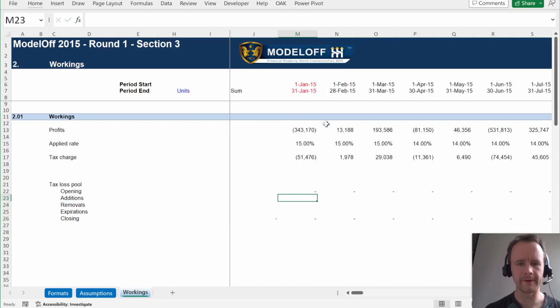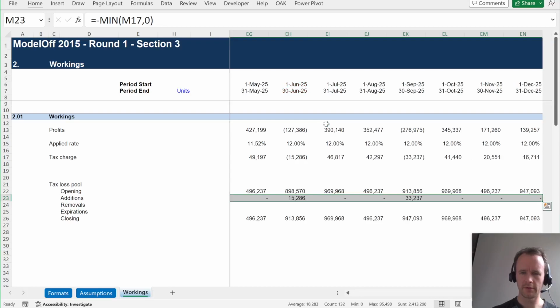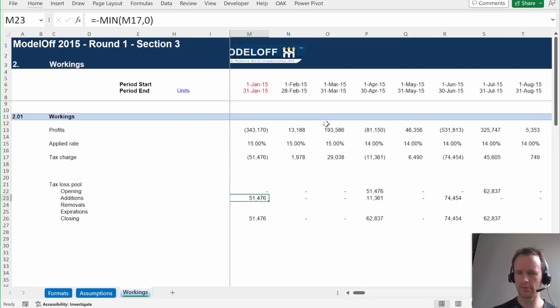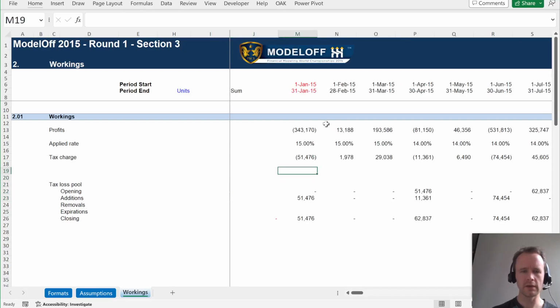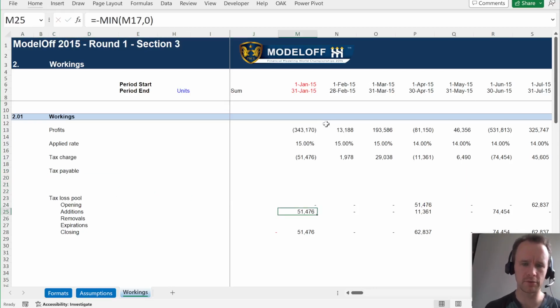Okay, so now my additions are going to be minus the min of this and 0. So in other words, whenever I make a loss, that's going to add a tax loss to the pool, and we move along. And then here we'll have tax payable. We'll work it out by reference to the tax loss pool.